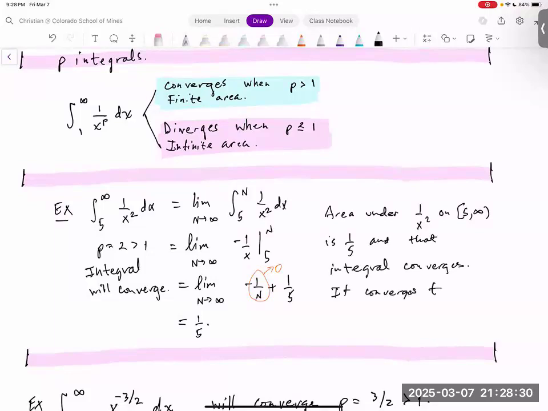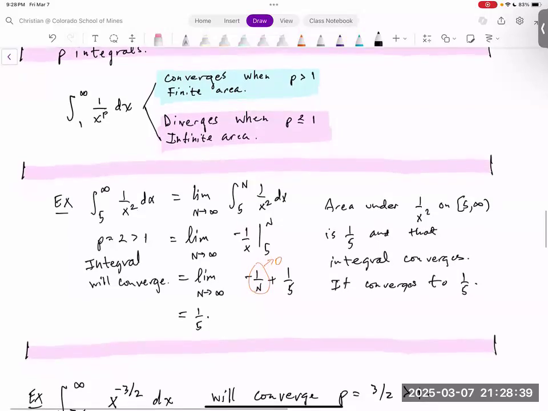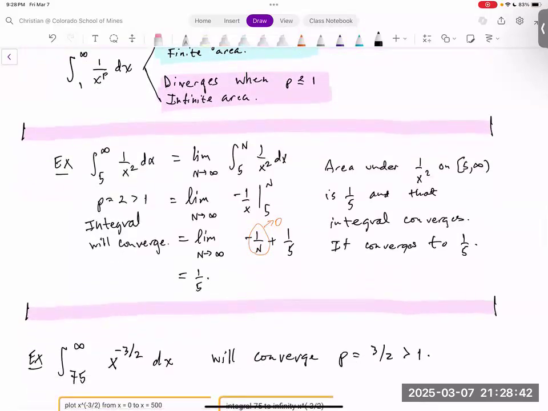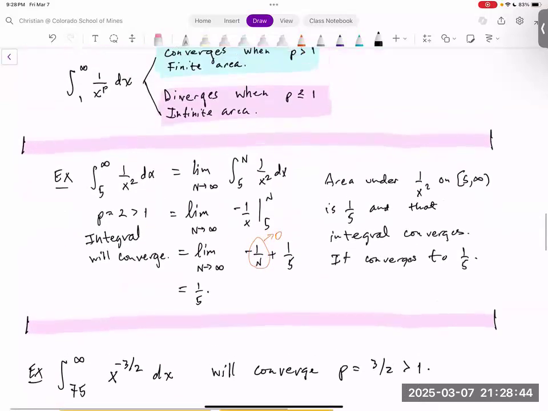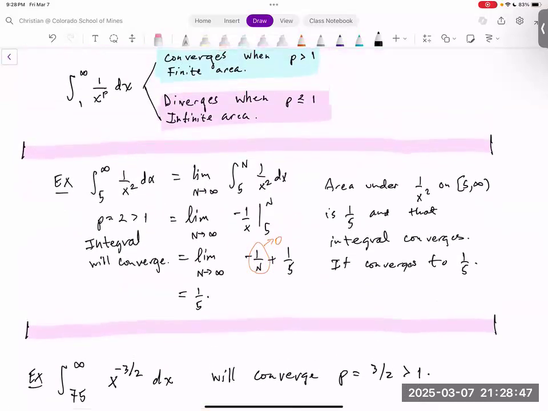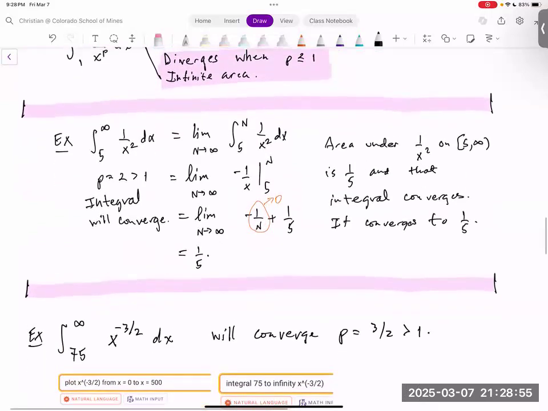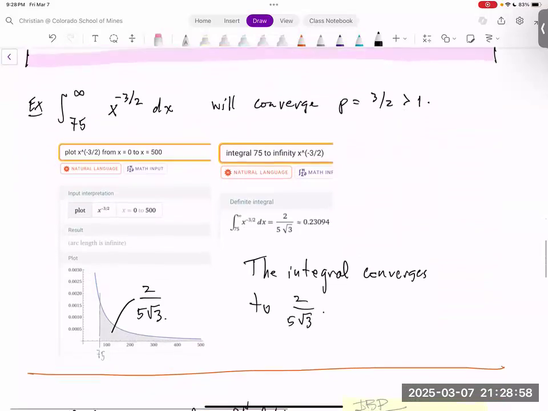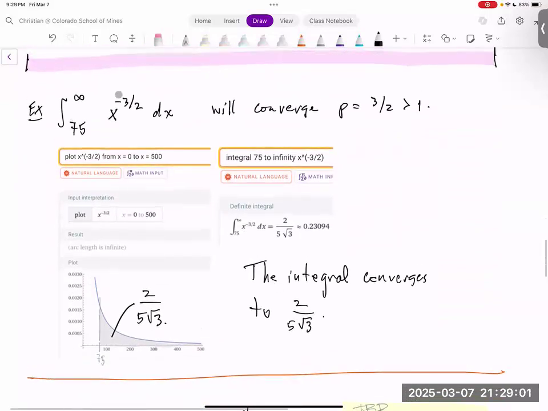This is the language we're using. I bet if we looked at the integral from 2 to infinity of 1 over x squared, it would be a half, is my guess. Okay, what about the integral from 75 to infinity of x to the negative 3/2? This will converge because p is 3/2. It's bigger than 1. I don't know what it will converge to. We'd have to set up a limit or ask Wolfram. Here I'm asking it to plot this integral, plot the curve from 0 to 500, x to the negative 3/2, and we're looking from 75 to infinity.